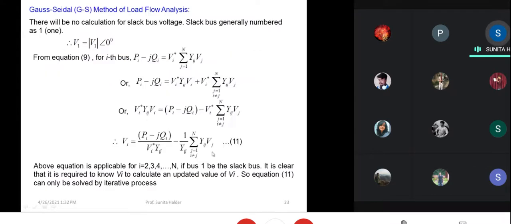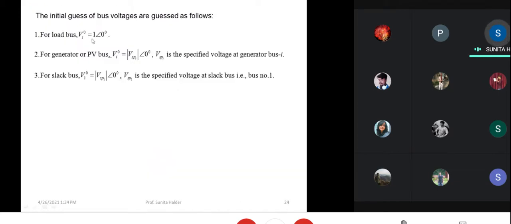So what will be the guess of bus voltage? You have to guess it. For load buses, we assume that it will be ideal if the load bus voltage is the rated one. So what is the rated value of any voltage? It is 1 per unit. So for a load bus, it will always be 1 at an angle 0 degree.